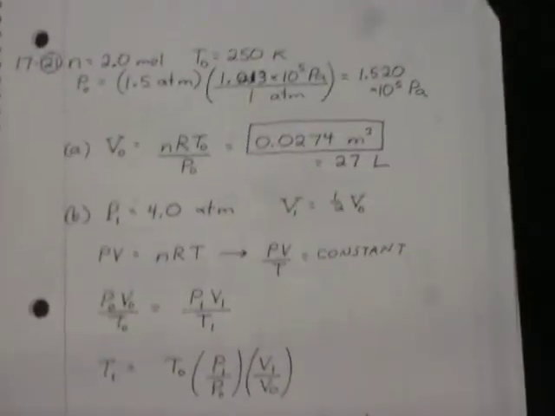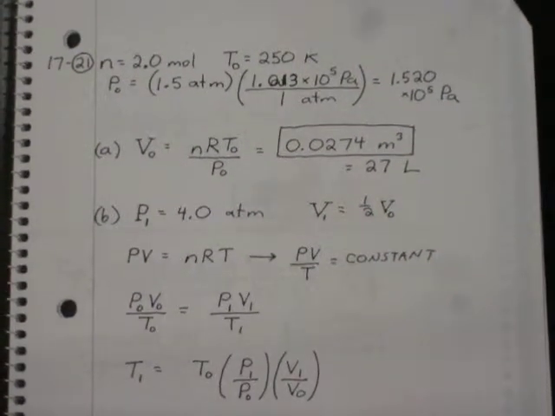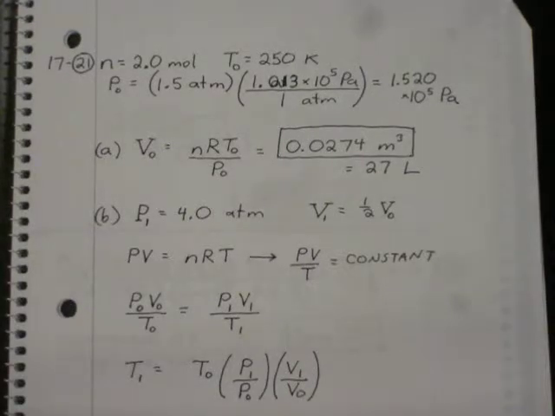The next problem, number 21. Two moles of an ideal gas at 250 Kelvin and pressure 1.5 atmospheres. What is the volume? Next question, now we change it so the pressure is 4 atmospheres. Gas volume drops to half its initial value. What is the new temperature?